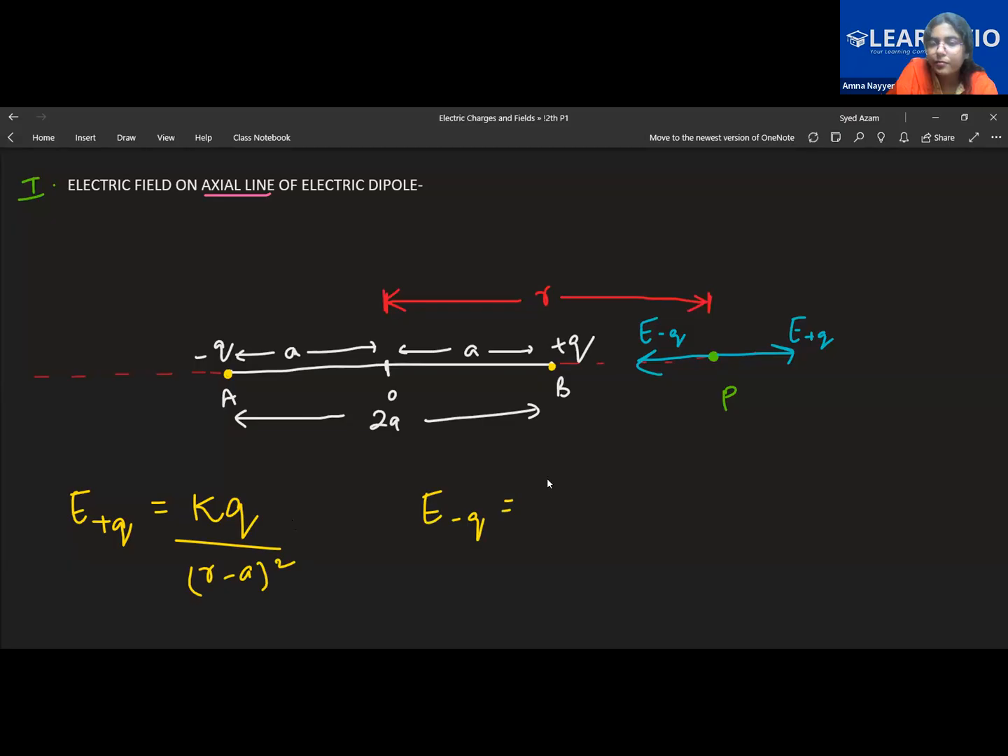Same kQ divided by r plus a, the whole square. Correct. This separation is r, and see, this extra part is a. So total separation from the negative charge will be r plus a. So kQ by r plus a, the whole square. First, tell me, all of you, this is clear?